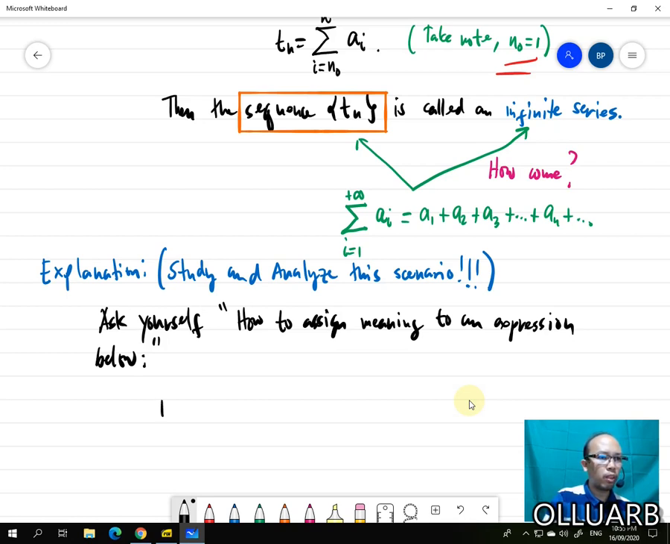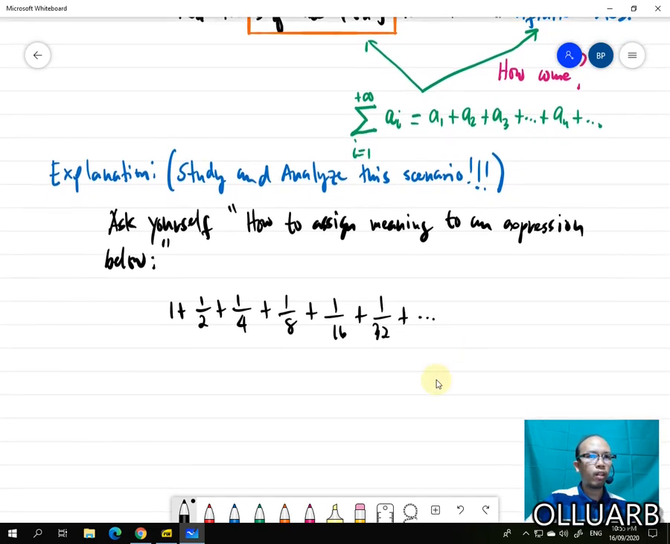So, for example, this is 1 plus 1 half plus 1 fourth plus 1 eighth plus 1 over 16 plus 1 over 32 and so on. Ask yourself about this. If you add these numbers, as I've said in the introduction, is there a value for this? We know that for a finite set of numbers, of course there is. But what if you have infinite numbers and you add them? Is there really a sum for this?